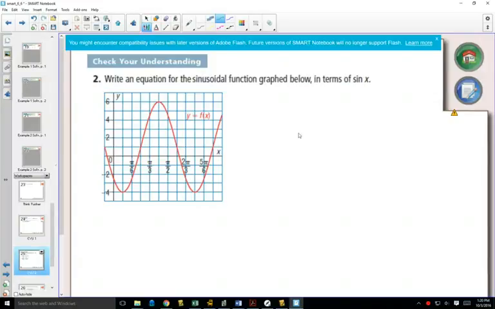All right, so here, example 2, we are working backwards. We've got the graph, and we need to come up with the equation. So we are still going to use the same shortcut technique to figure out each of these things.